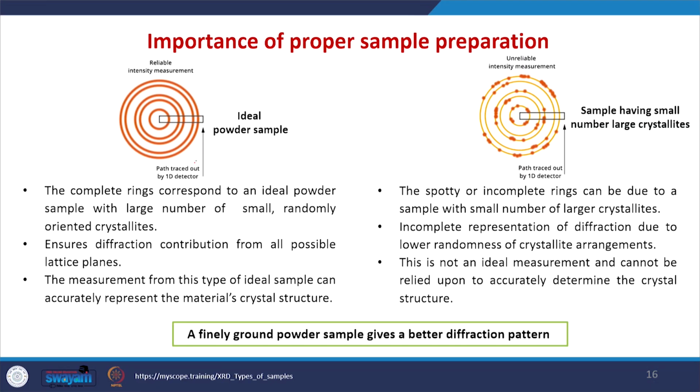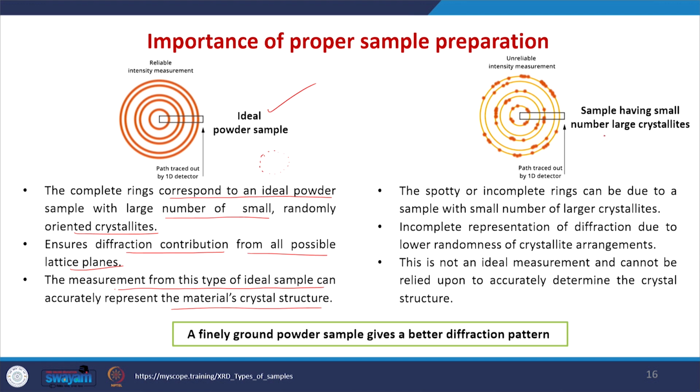Let us see the importance of proper sample preparation. This is an example of ideal powder sample preparation, and here you can see the complete rings, which correspond to an ideal powder sample with a large number of small randomly oriented crystallites. This ensures diffraction contribution from all possible lattice planes. The measurement from this type of ideal sample can accurately represent the material's crystal structure.